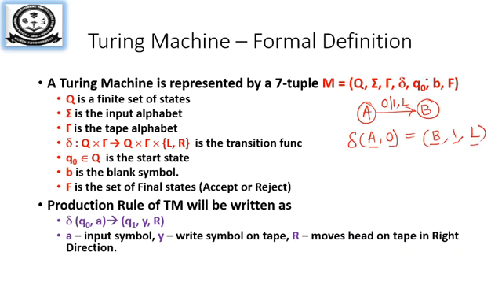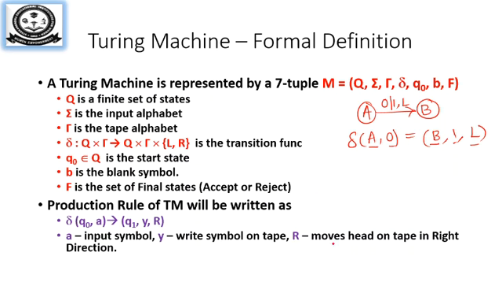And next one is Q0, which is the initial state for the Turing machine, similar to your finite state automata. And B is the blank symbol. What blank symbol will we be using? That is represented by B. And F is the set of final states, so it will be the accept state or reject state.